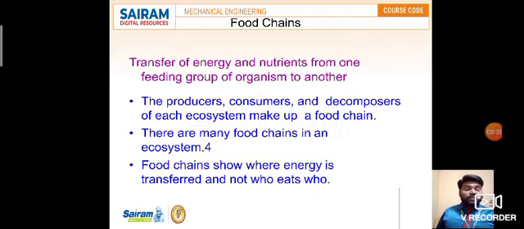A food chain is the transfer of energy and nutrients from one feeding group of organisms to another. Here we have three types: producers, consumers, and decomposers, and each ecosystem is made up of food chains. There are many food chains in the ecosystem. The energy is transferred, showing who eats whom. That is the food chain.